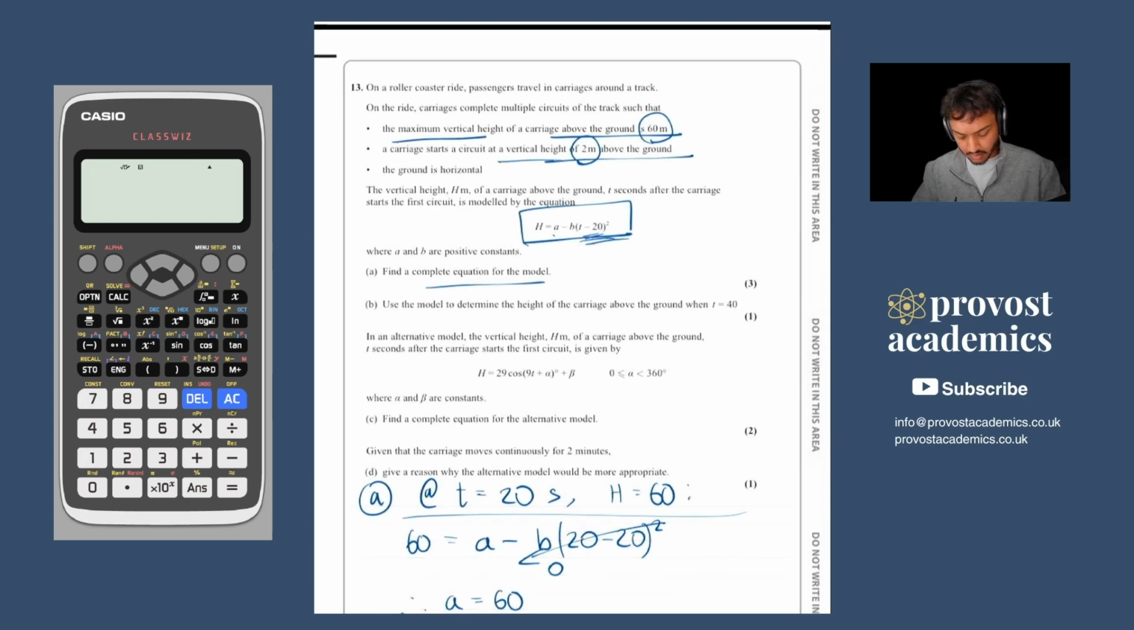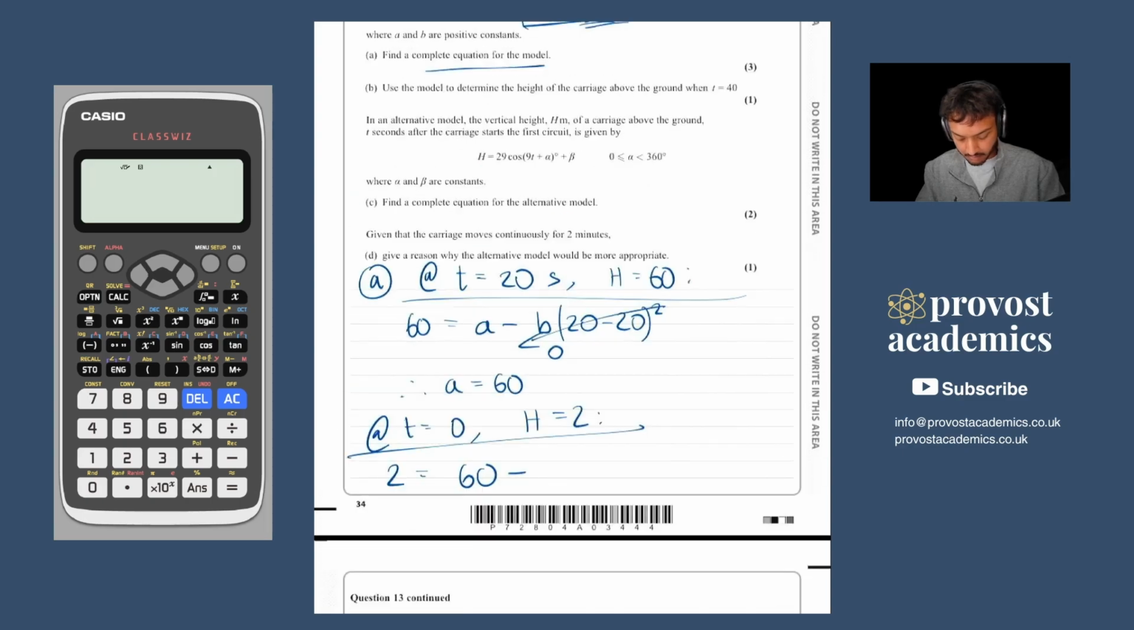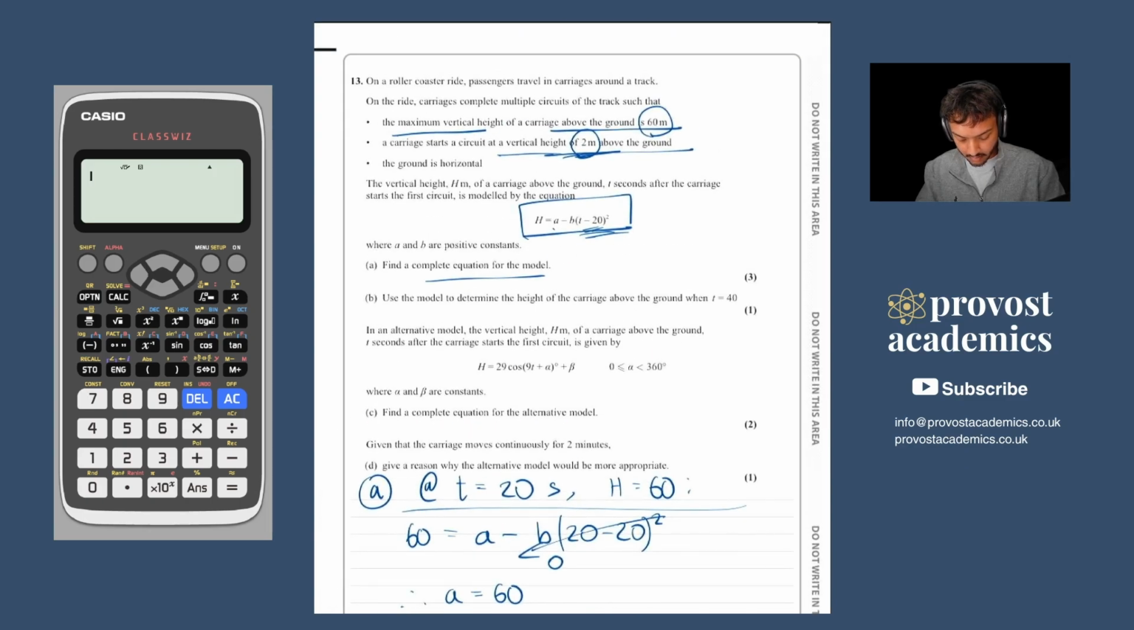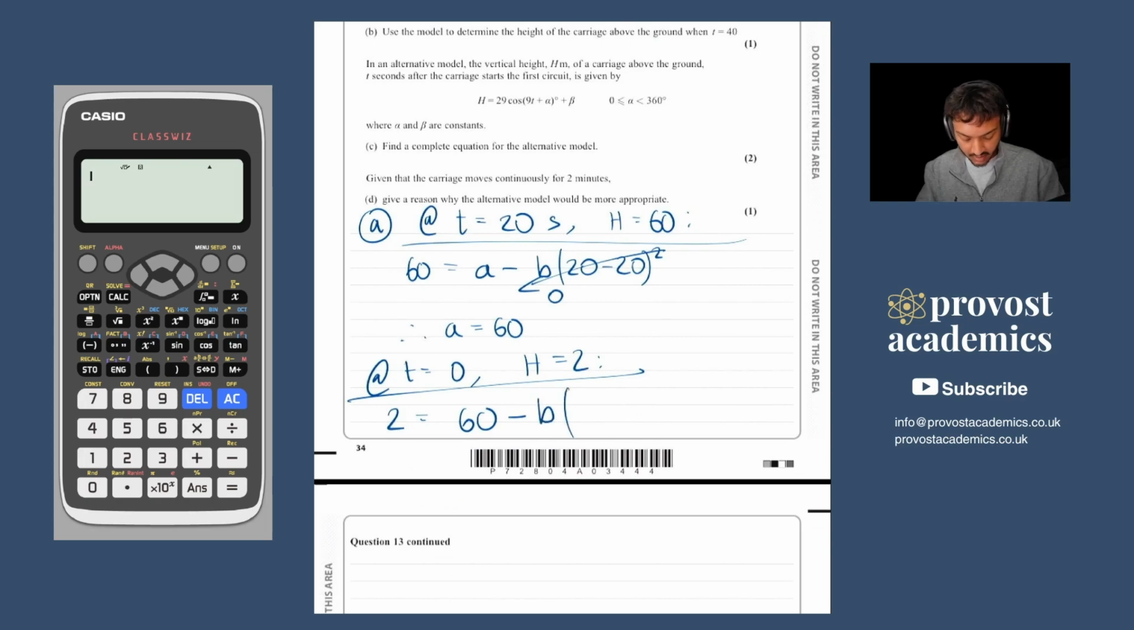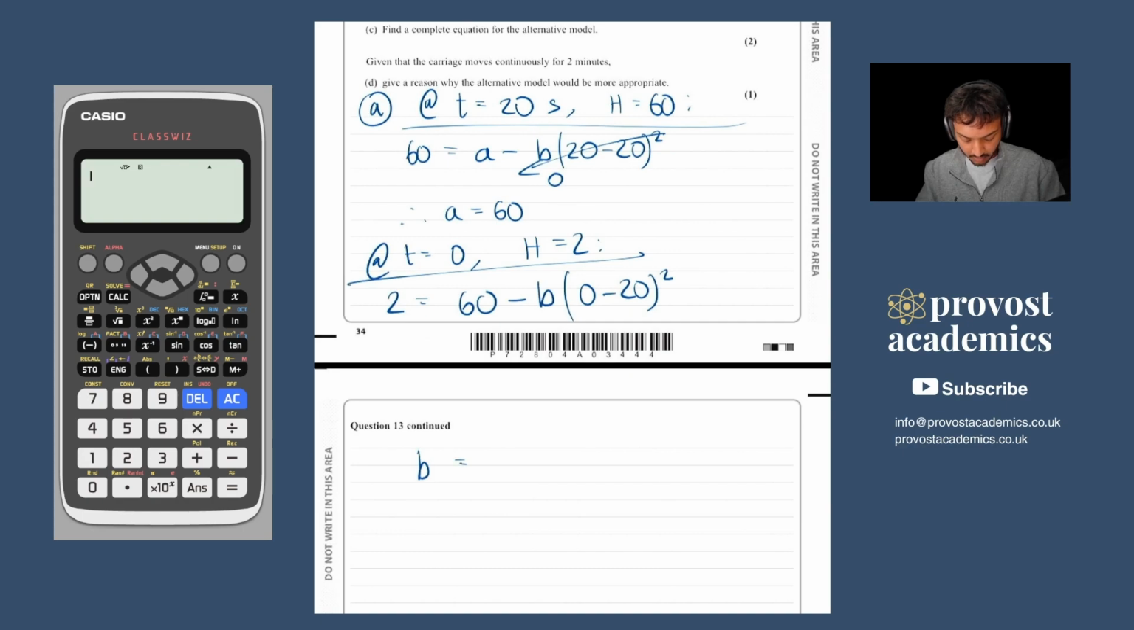Then what else can we use? We can use the fact that the initial height was 2 meters. So at t equals 0, h is equal to 2, and that gives me 2 equals a minus b times 0 minus 20 all squared, where a is 60 and b is what we're trying to find. So therefore b is going to be equal to minus 58 over minus 400.